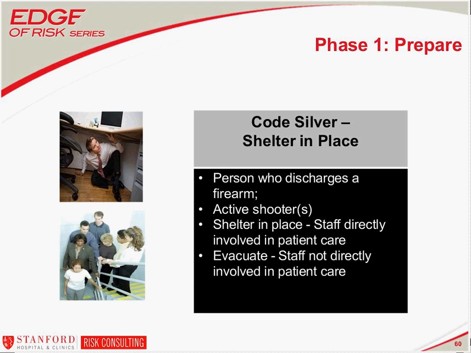One local hospital has adopted two types of Code Silver: a Code Silver and a Code Silver shelter in place. A Code Silver alerts staff to a combative person with a weapon. A Code Silver shelter in place is initiated for a weapon fired. The educational guidelines for a Code Silver shelter in place include a procedure for staff directly involved in patient care to hide and barricade. It also includes an evacuation procedure for staff not directly involved in patient care.